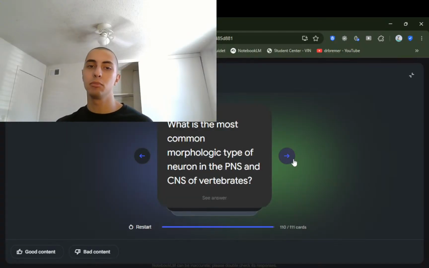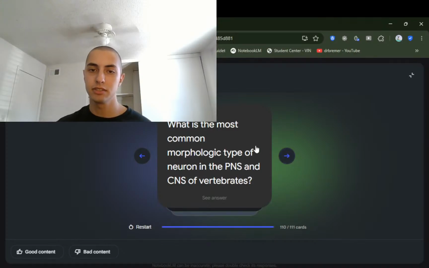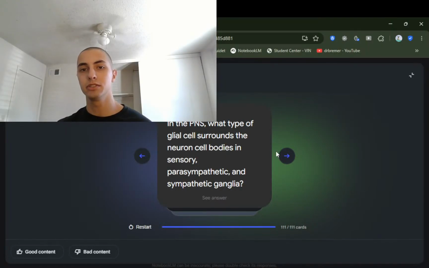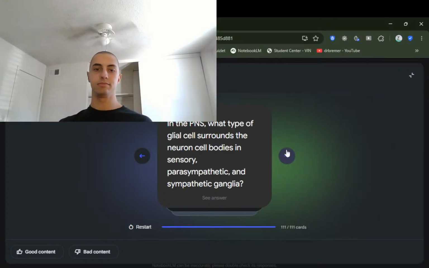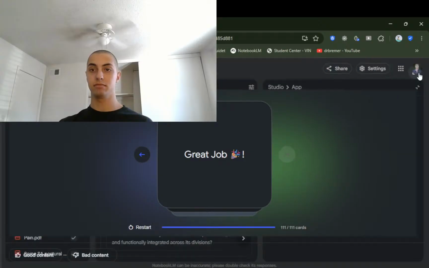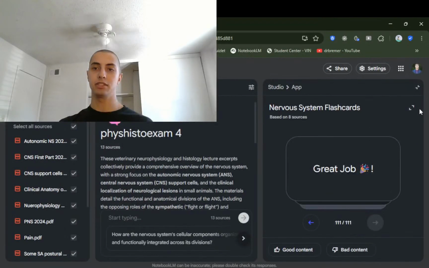What is the most common morphologic type of neuron in the PNS and CNS of vertebrates? The multipolar neuron. In the PNS, what type of glial cell surrounds the neuron cell bodies in sensory, parasympathetic, and sympathetic ganglia? Satellite cells. Okay. And that's it for the flashcards.